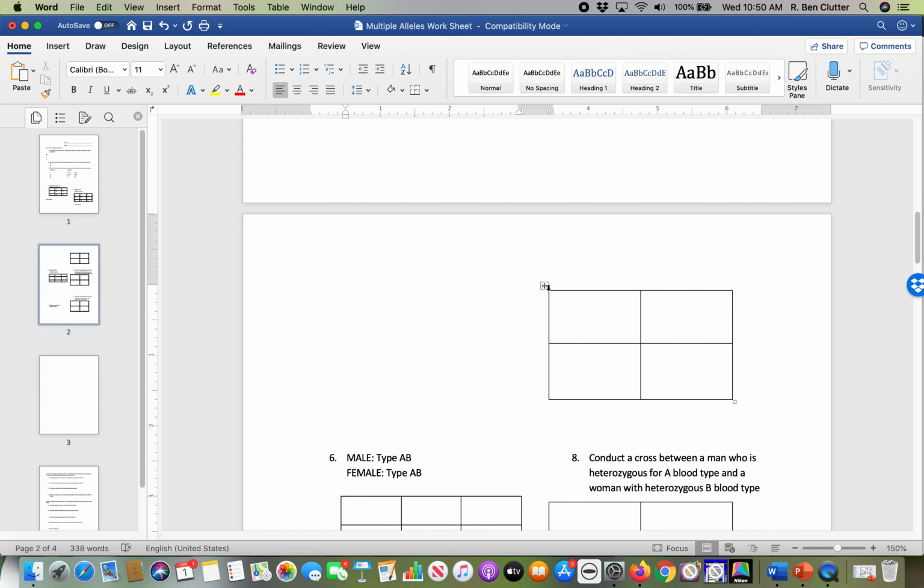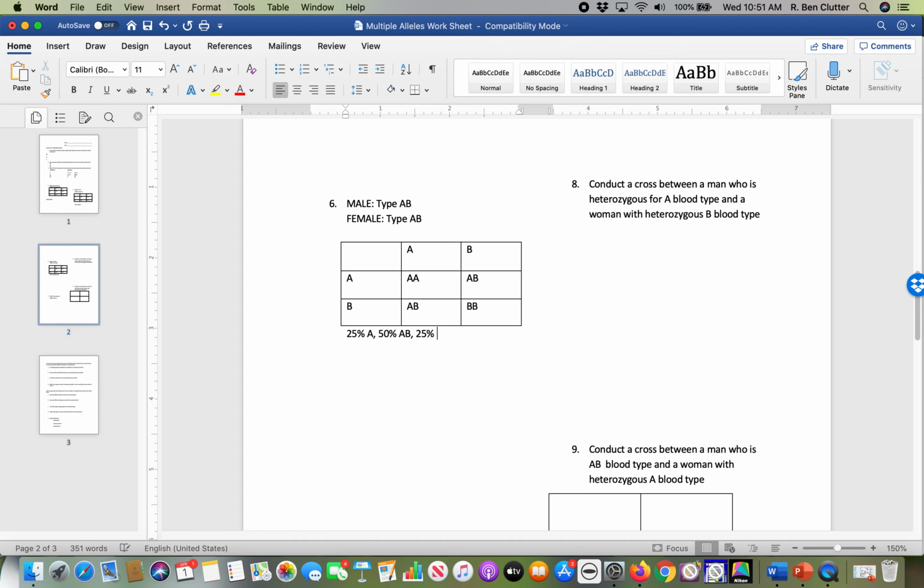What are the results for this one? All right, so we have one box with AA, so that's 25% A. We have two boxes with AB, so that's 50% AB. And we have one box with B, that is 25% B.